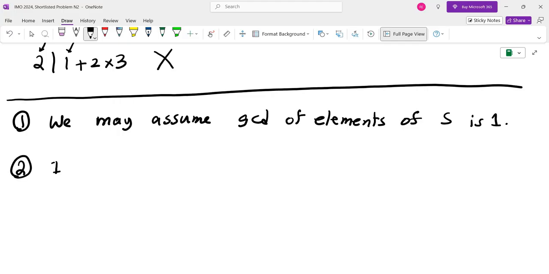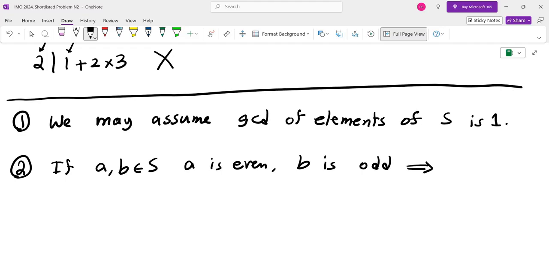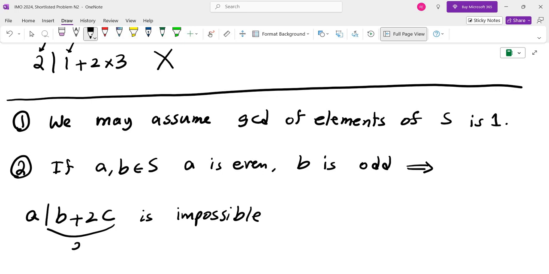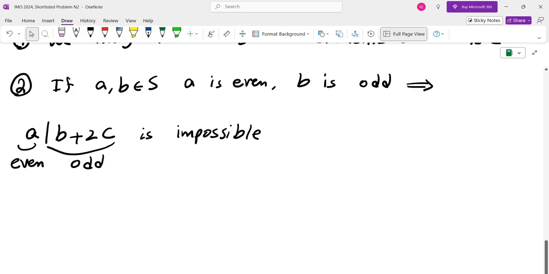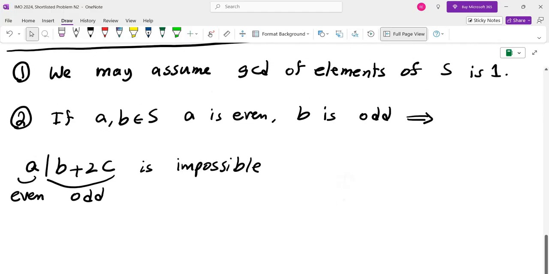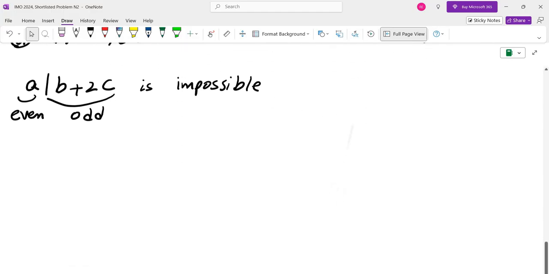The second one is if A and B are in S, A is even and B is odd, then what I'm going to get is A divides B plus 2C is impossible because this one is odd and this one is even. So in other words, I can deduce that all the elements of S must be even or all elements of S must be odd. But because their GCD is 1, all of the elements are odd.